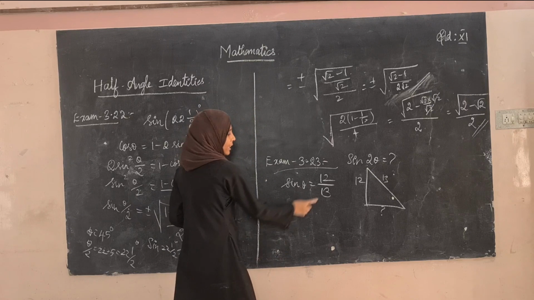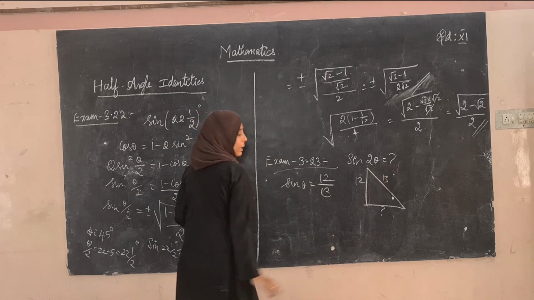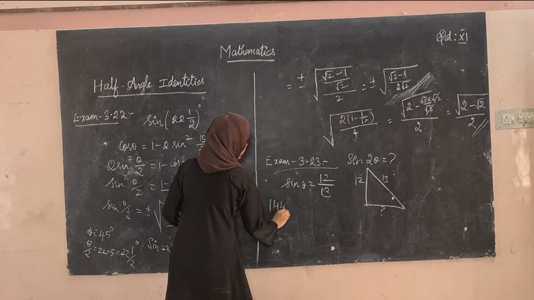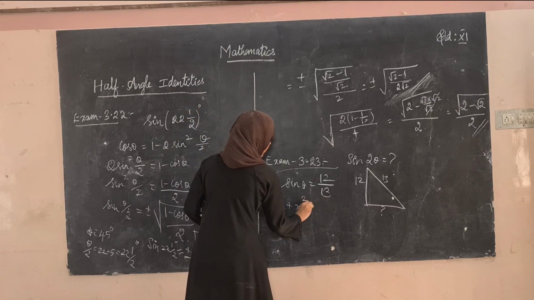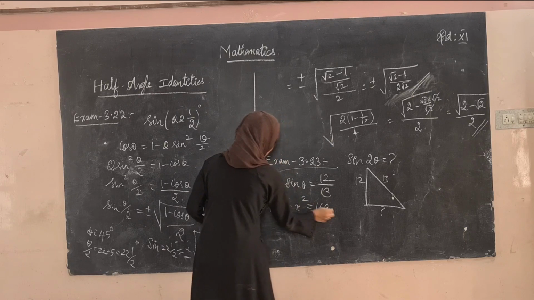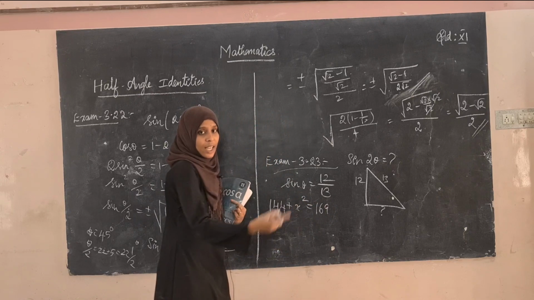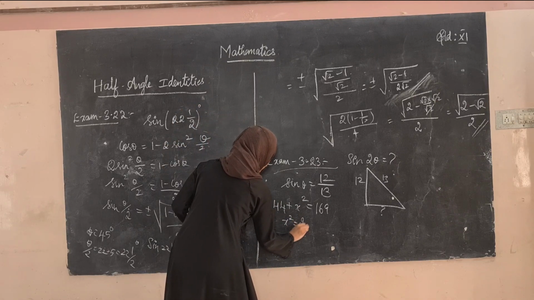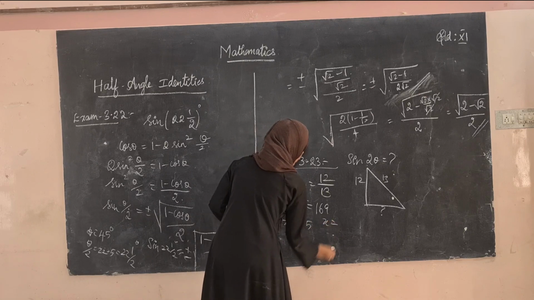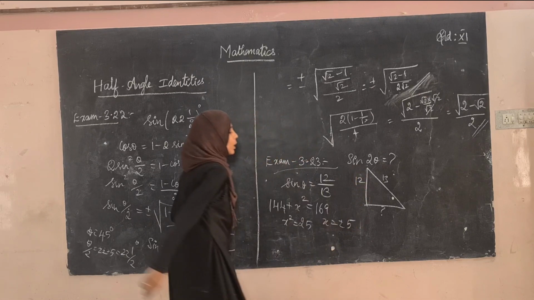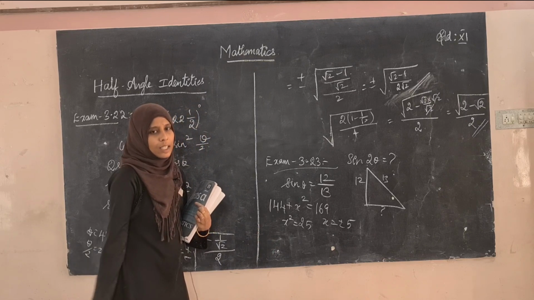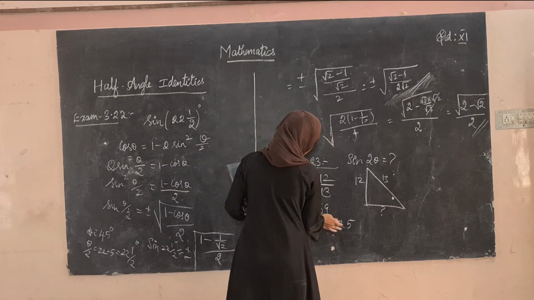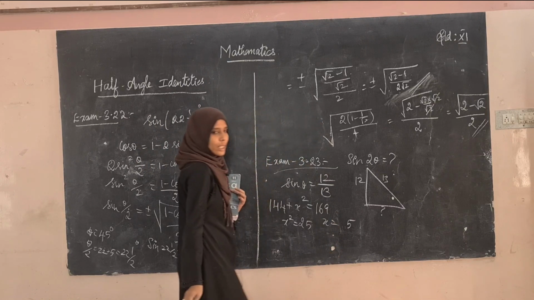So we know that x square plus y square is equal to z square by Pythagoras theorem. So 12 square is 144 plus, let this be x, so x square is equal to 13 square, which is 169. So bring this 144 this side, 169 minus 144 is 25. So x square is equal to 25. So what's the value of x? x is equal to plus or minus 5. But what they have given is, theta lies in the first quadrant. If it is in the first quadrant, we will be taking only the value of 5. So x is equal to 5.